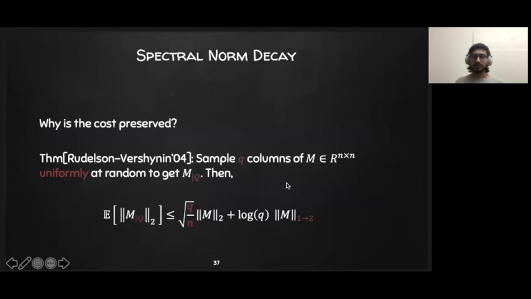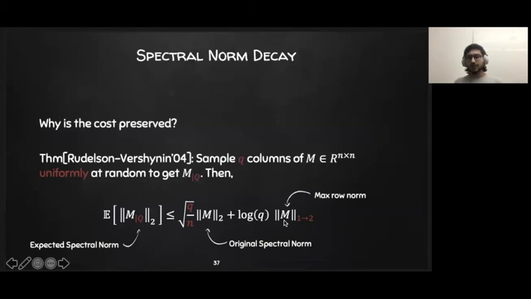To understand this question, we appeal to a beautiful theorem of Rudelson and Vershynin from 2004 that relates these quantities as follows. On the left-hand side, we have the expected spectral norm of this random matrix M sub q, where we have sampled q columns of M. And this is upper bounded by root q over n times the spectral norm of the original matrix, plus this additive term, which depends on the max row norm of M. So this theorem states that the spectral norm roughly decays proportional to square root q over n for dense matrices M.